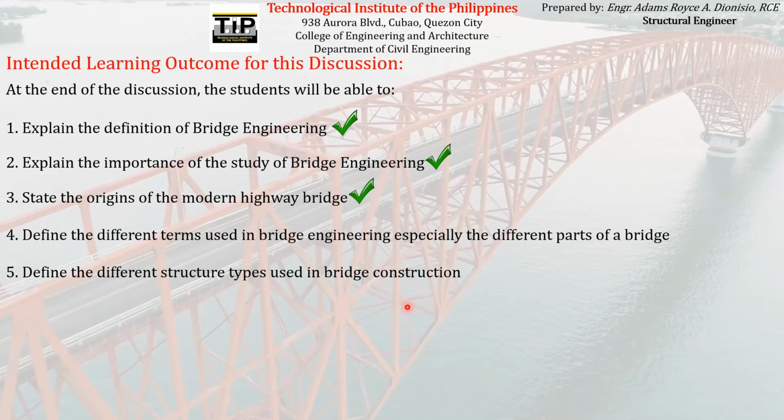So we are now done addressing our fourth goal, which is for you to be able to define the different terms used in bridge engineering, especially the different parts of a bridge. So we are now down to our last goal for this discussion, which is for you to be able to define the different structure types used in bridge construction.